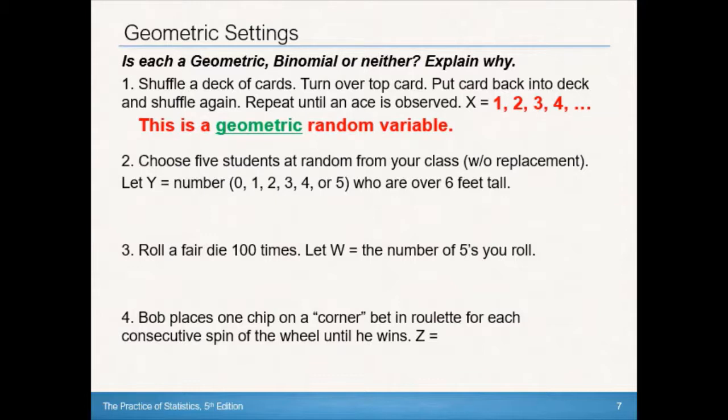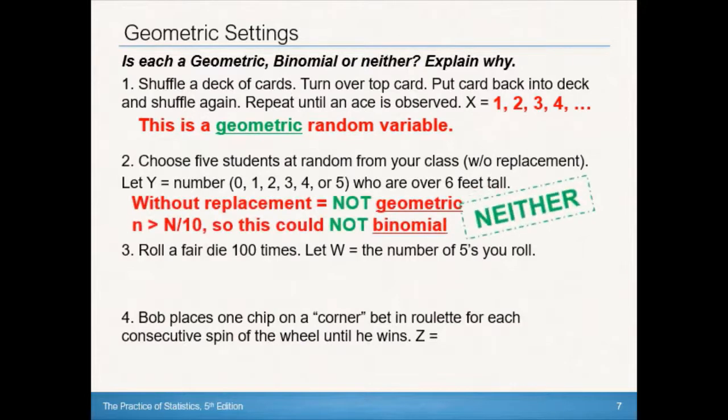What about the next one? Choose 5 students at random from your class without replacement. Let y be 0, 1, 2, 3, 4, or 5 who are over 6 feet tall. This sounds like one of the examples that we did with binomial. This is neither. We talked about how with binomial without replacement, the independence rule is violated, and that's necessary for both geometric and binomial. This would be more geometric if I were to pick people at random and ask how many people I would have to pick before I got a 6 foot tall person. That would be more geometric, but it would still not be geometric because of the no replacement thing here.